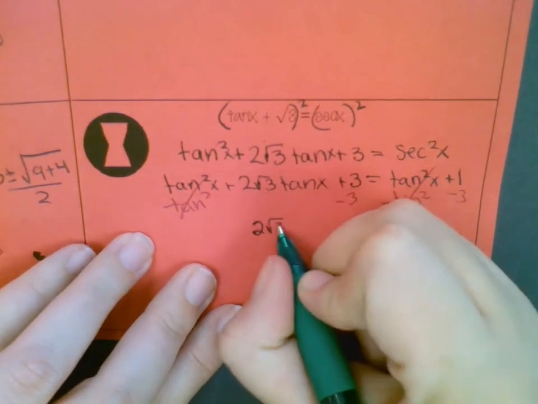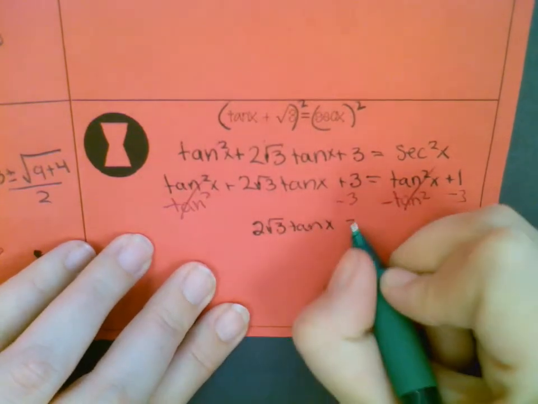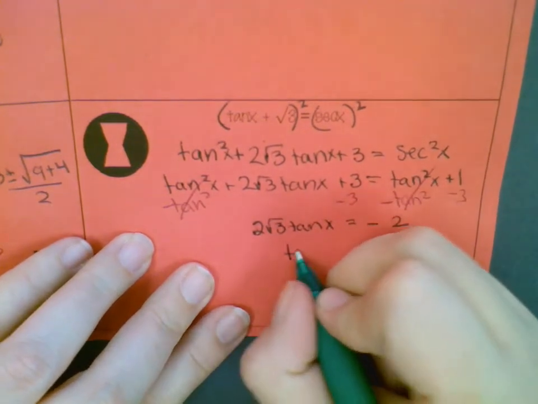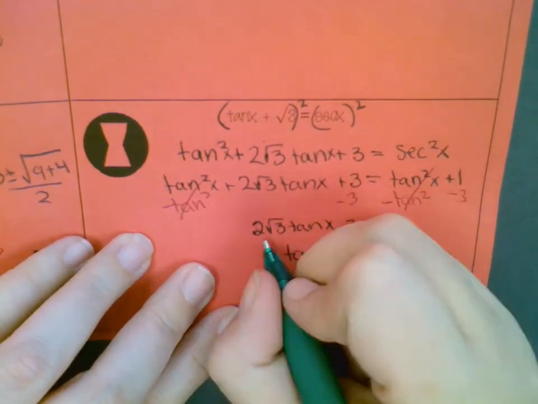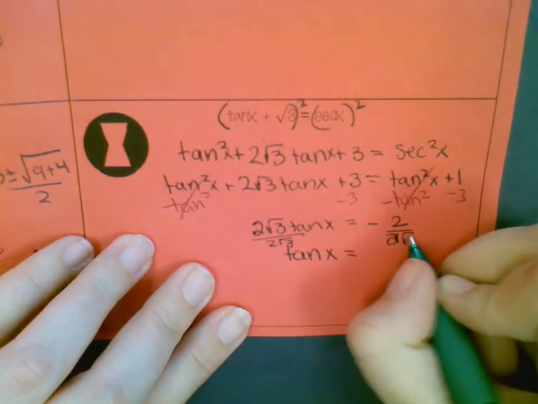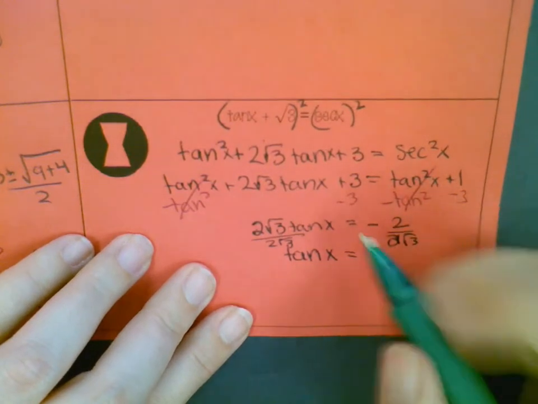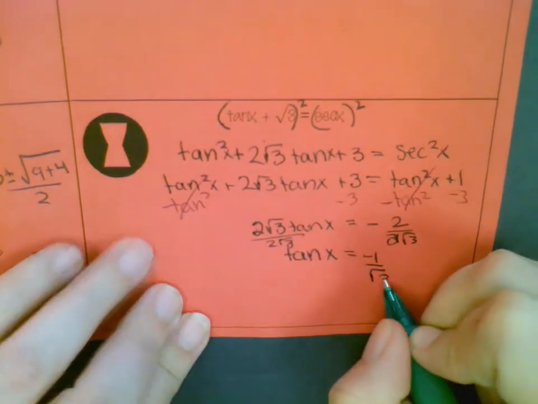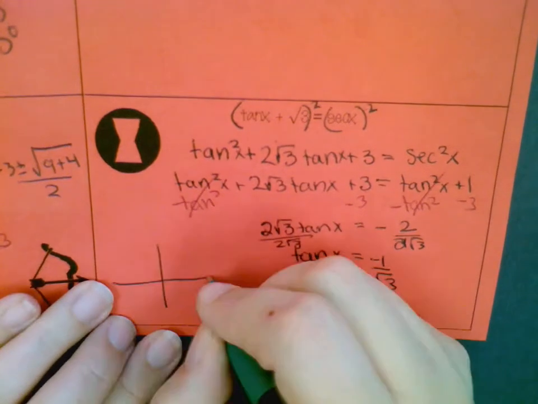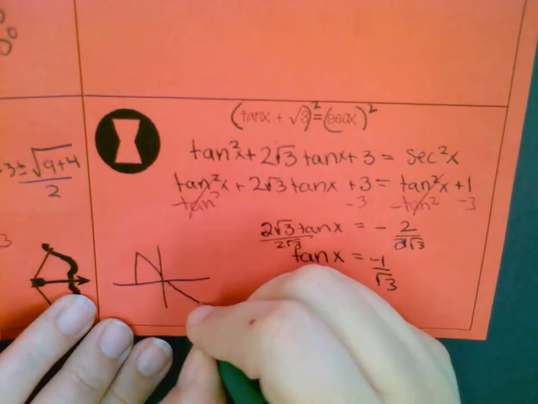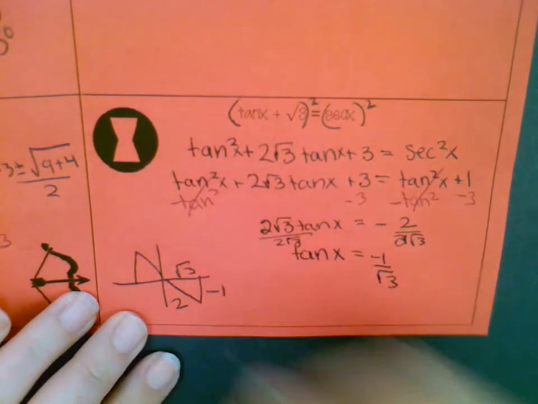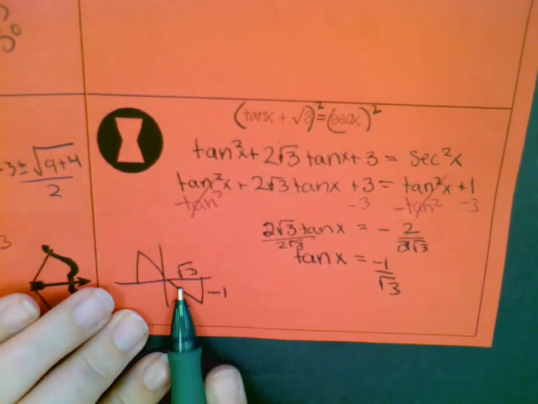So I have 2 root 3 tangent x equals -2. Divide by 2 root 3. And the 2's will reduce out, so I'd have -1 over root 3. And I can draw the picture. So tangent's negative in quadrants 2 and 3. -1 over root 3, so that's 2. So our reference angle is going to be 30.